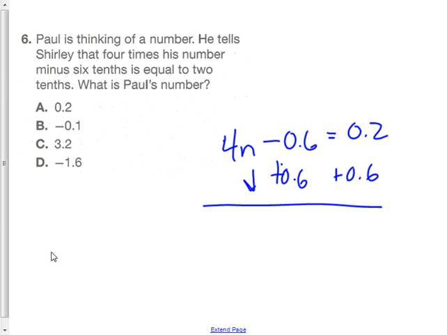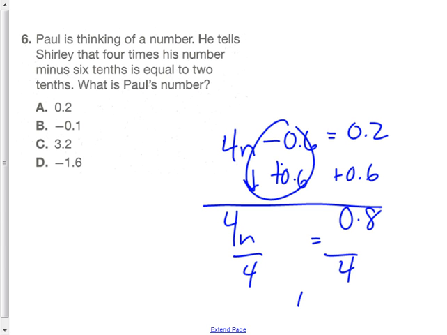And we can bring the 4n down. Bring our equal sign down. This is going to be 0. And we're going to get 8/10. Now we need to divide by the coefficient, which is 4. So n is equal to 0.8 divided by 4, or 3.2 will be our final answer.